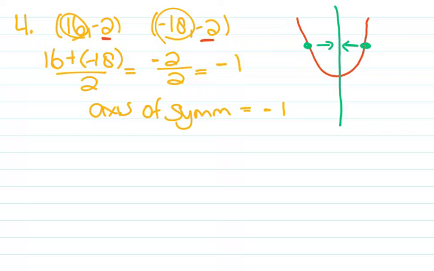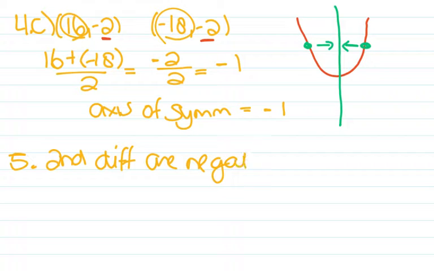All right, next we're going to do number 5 right below it. The zeros of a quadratic relation are negative 2 and 5, and the second differences are all negative. Explain whether the optimal value will be a maximum or a minimum. So we can actually determine this from the second differences. Because the second differences are negative, that means the a value will also be negative.